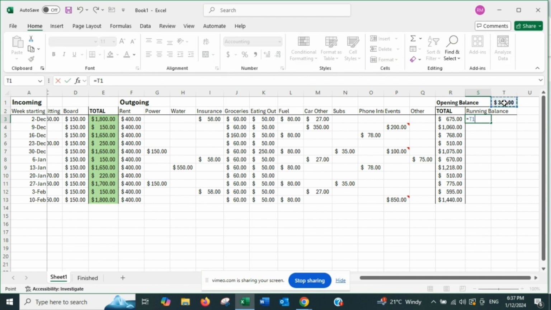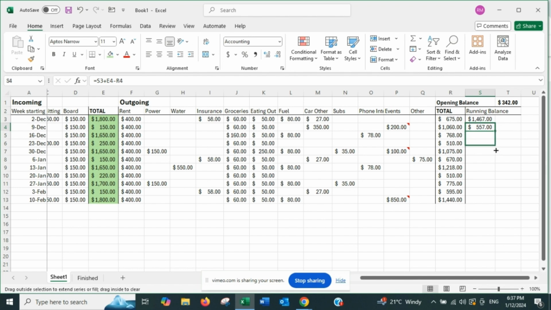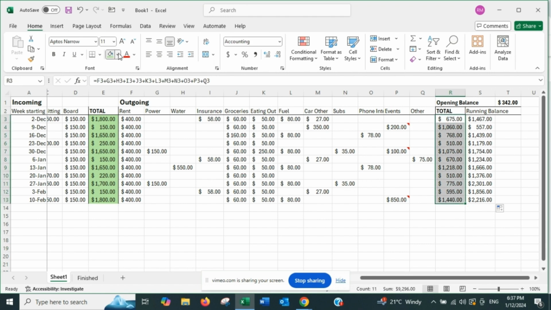So my running balance at the end of this week, I'll have started with the 342. I'm going to plus in my income total. I'm going to minus off my outgoing total, which will give me at the end of that week, on the 8th of December, I should have that much money in my bank account. So then I'm going to do another formula, very similar, where I'm just grabbing the beginning of the week's bank balance, plus the income minus the outgoing, and copy it down.